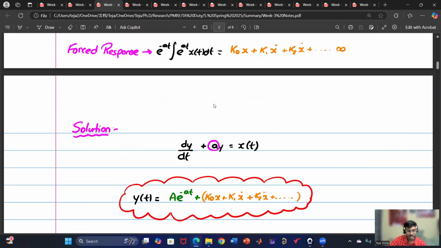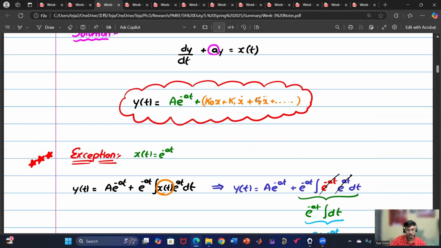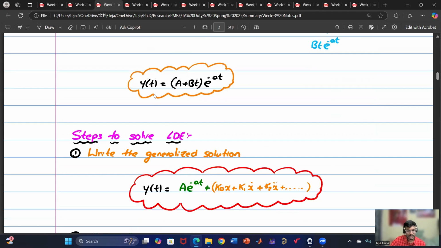So now the generalized expression is, if this is the equation, one is the natural response, which is A into e to the power minus at, and another one is the forced response, which is the derivatives of this input, summation of all the derivatives with some coefficients. And we have seen that there will be an exception if x of t is e to the power minus at. In that case, this will be the output.